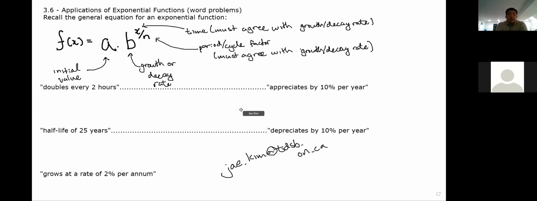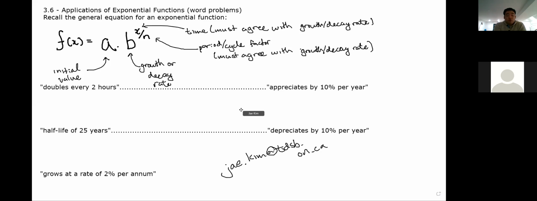Okay. Once again, we're going to take a look at applications of exponential functions. And we're going to keep it simple. Most of the questions will try to give you some clue to the values for a, b, x, n, as well as potentially the value of y or f of x.